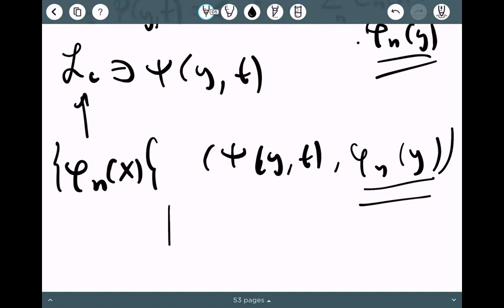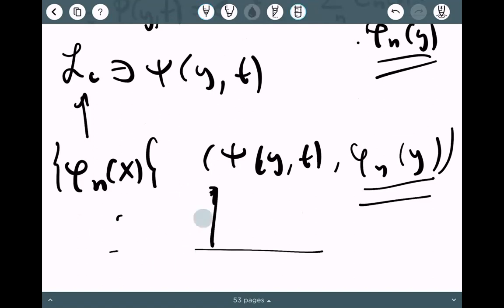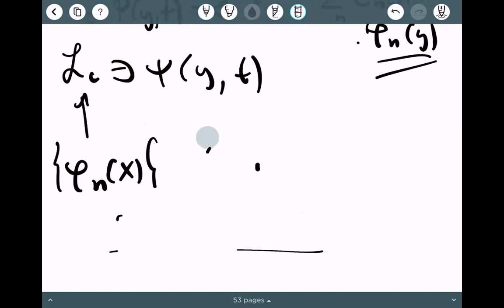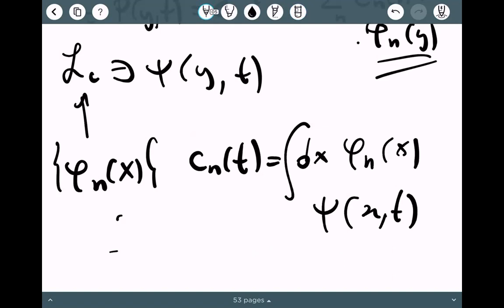Okay, yes. So it's like having a vector that goes around in time. And at any time, I project it onto a basis, right? I do the inner product with x, I do the inner product with y. So the only difference is that I'm doing this in the functional space. So my coefficients depend on time and are defined by the inner product of my space, in which case would be take the product with phi n of x of my function psi of x and t, right? That's my inner product definition.